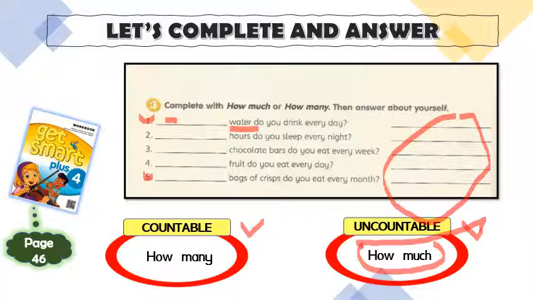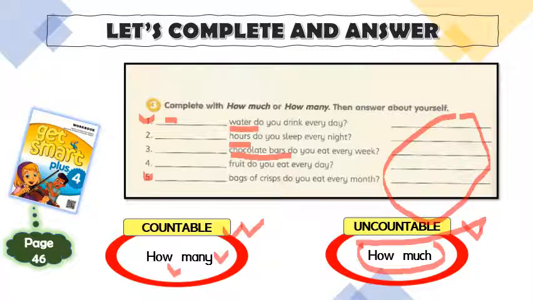So what about number 2, hours, jam. Boleh kira tak jam? Boleh kira jam. Contoh, tidur pukul 9, bangun pukul 6 pagi. Boleh kira tak berapa jam? So if you can count it, then it's countable. Kalau boleh kira, countable, so we use how many. So water, you cannot count the water, so you use how much. But for hours, you can count the hours, right? So how many?